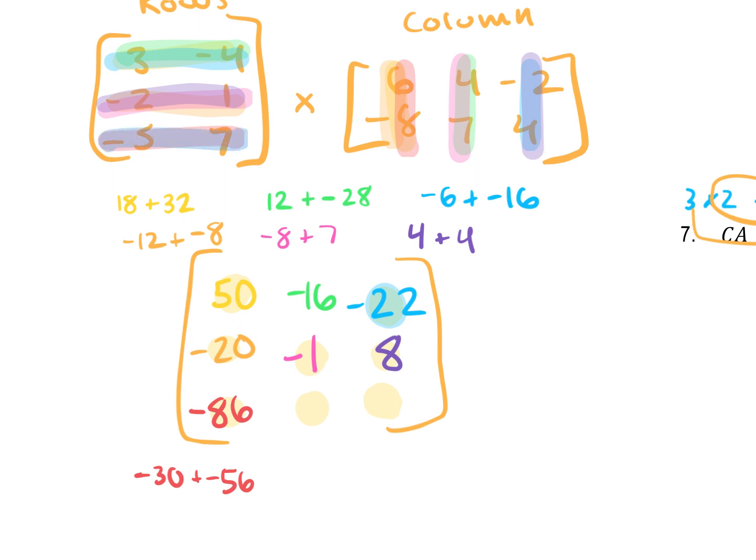Third row, second column. Negative 5 times 4 is negative 20. Plus 7 times 7 is 49. So this would be 29.